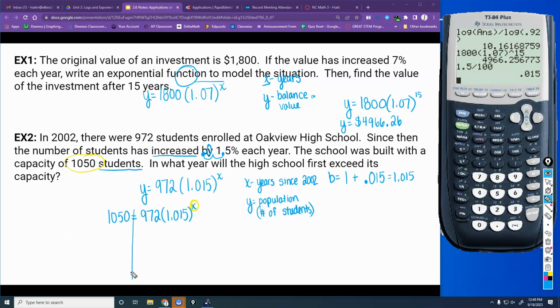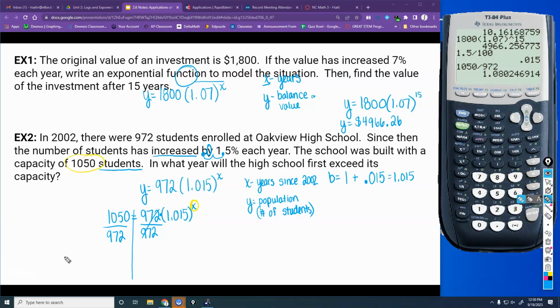I am going to have to log, but not yet. What do I need to do before that? Yes, we need to divide by 972. Because we were trying to get everything away from that x, and this number is multiplied by that number, so we've got to divide to get rid of it. So in my calculator, I'm going to do 1050 divided by 972. I'm going to get some crazy big decimal.